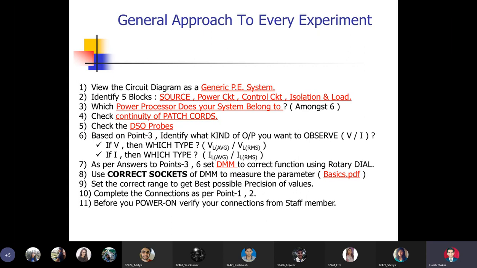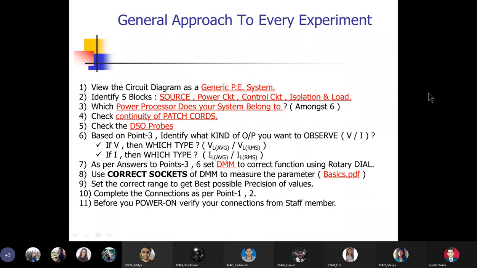So there is no hazard of student getting an electric shock or the devices getting damaged, because the devices are all power devices. So they have very high voltage blocking ability and also current carrying ability. So a short circuit occurring in the kit will never damage the power device, but it can surely damage the instrument. Okay, that is why it is important, before you power on the kit, you get your connections verified from the staff member. These are 11 points which students should take care while performing any experiments.